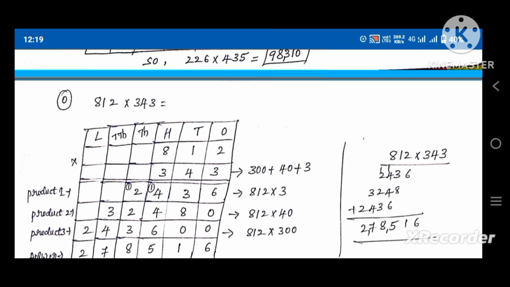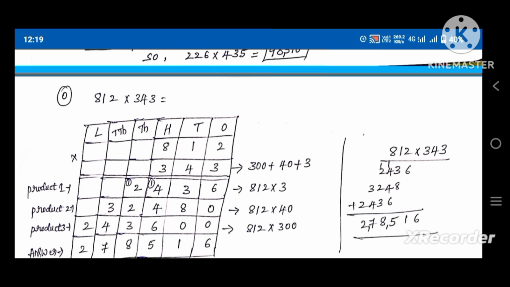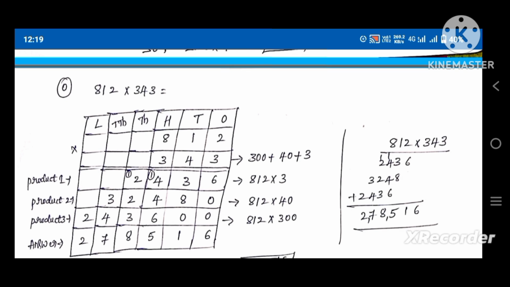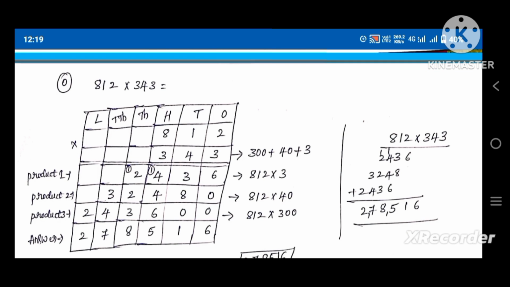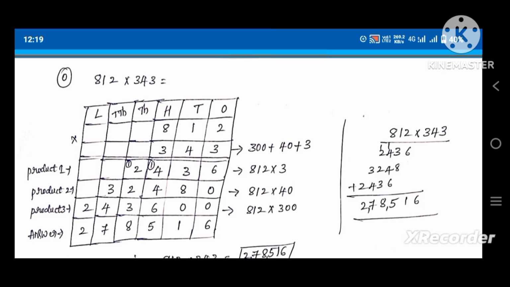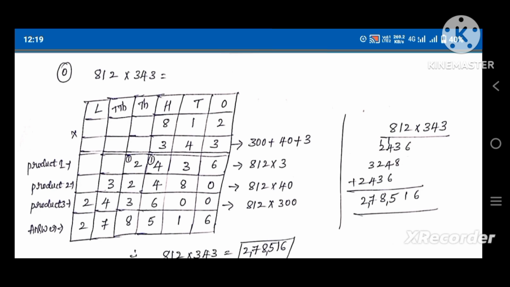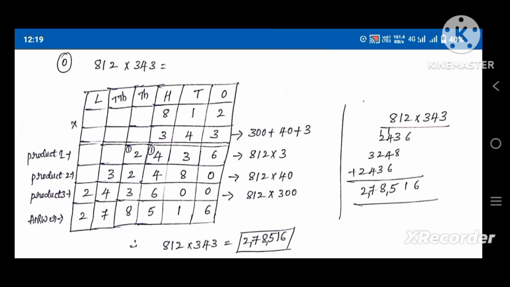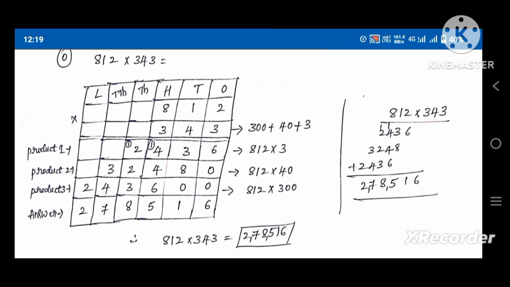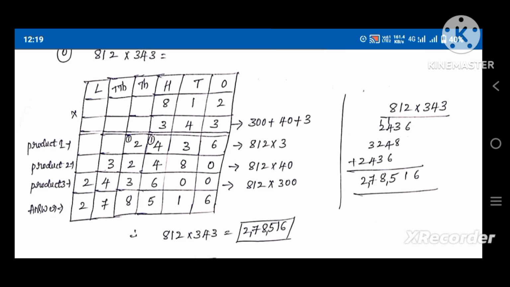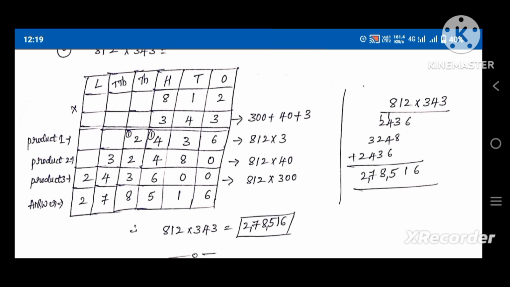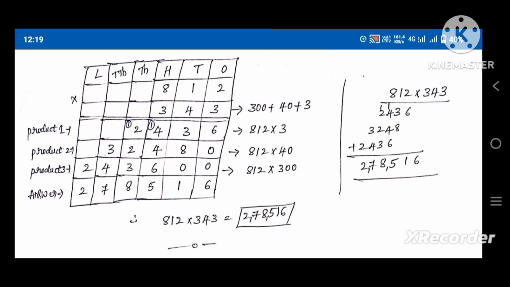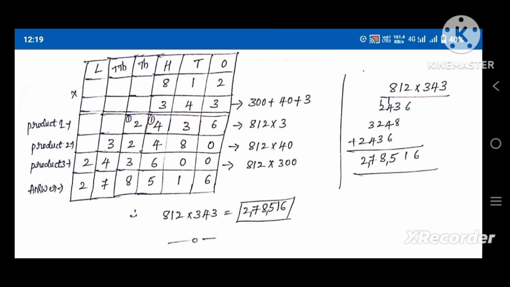Question number O is 812 into 343. 812 is multiplied by 343. 343 means 300 plus 40 plus 3. Product 1 is 812 into 3 is 2436. Product 2 is 812 into 40 is 32,480. Product 3 is 812 into 300 is 2,43,600. Add the three products and get the answer 2,78,516.